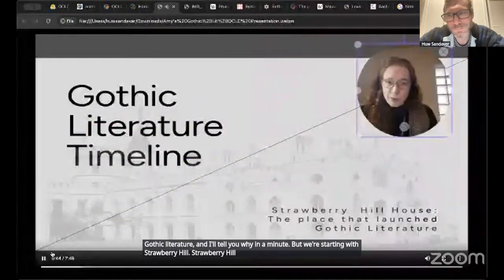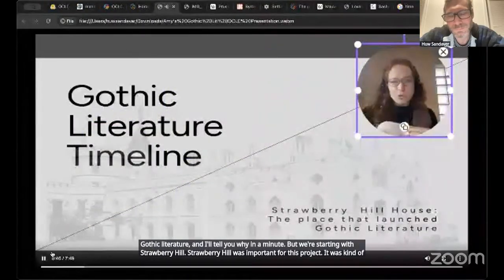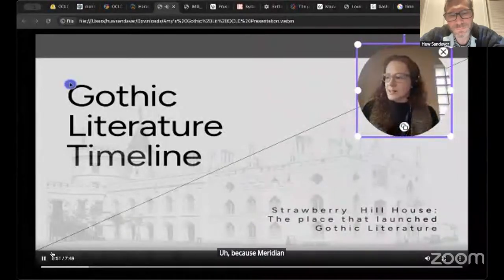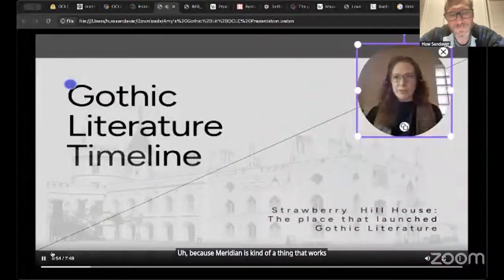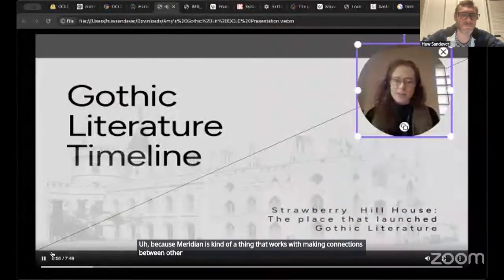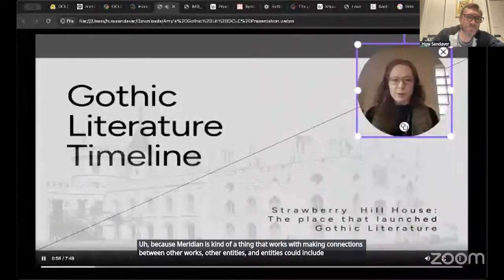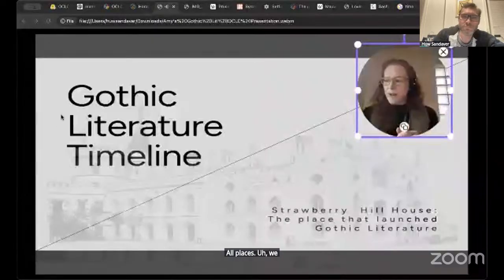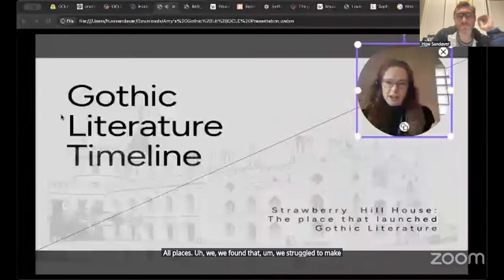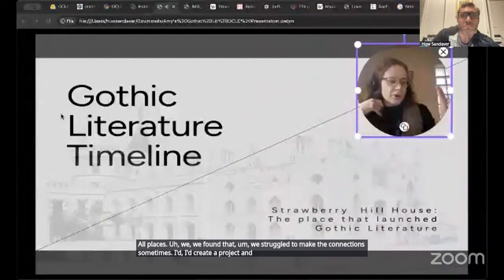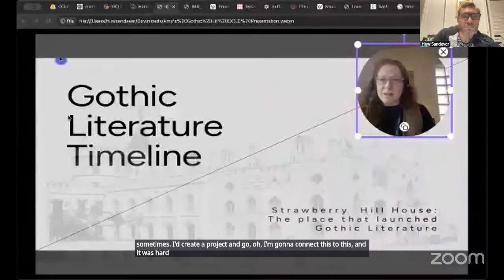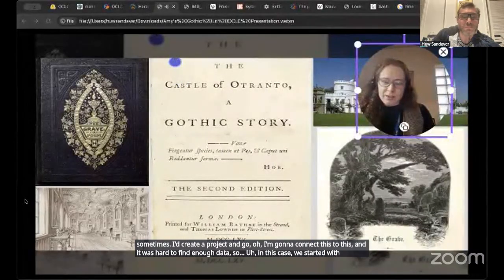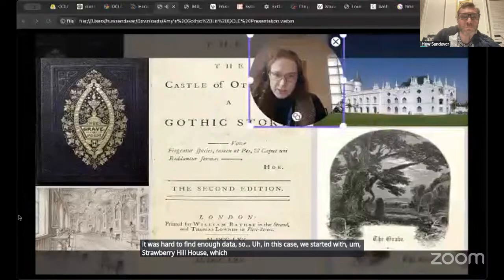Strawberry Hill was important for this project. It was kind of the central point, and you'll see why later. Meridian is kind of a thing that works with making connections between other works, other entities, and entities could include people or organizations or places. We found that we struggled to make the connections sometimes. I'd create a project and go, oh, I'm going to connect this to this, and it was hard to find enough data.